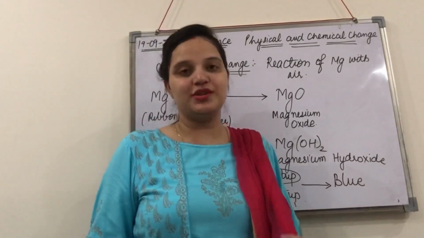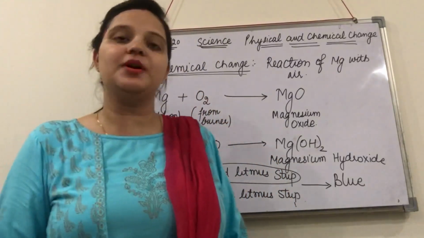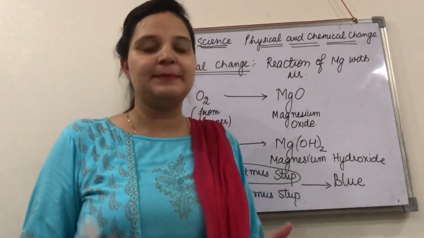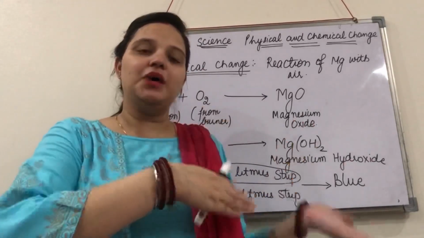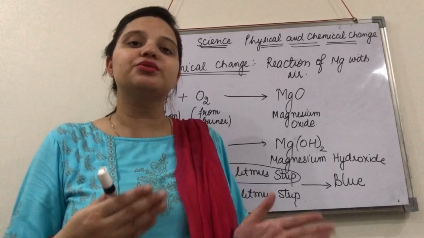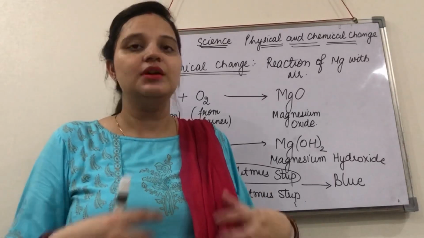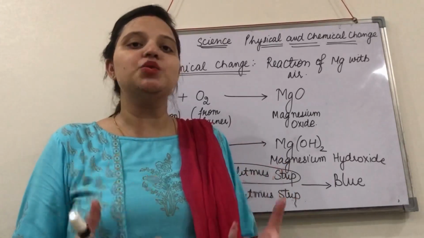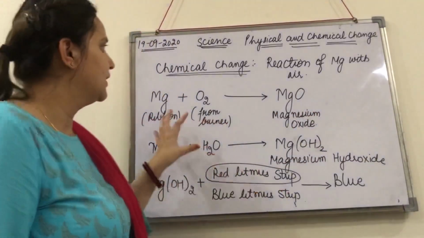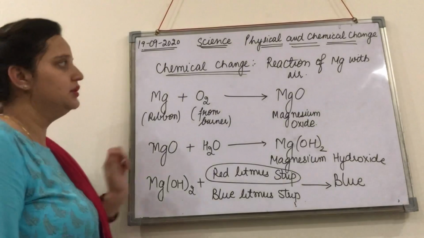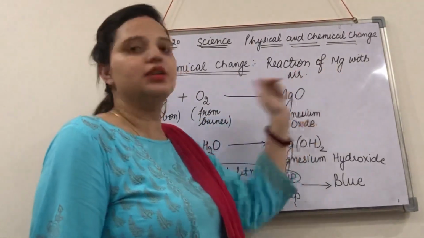So good morning students. In the last video we discussed the physical and chemical changes, and we discussed the concept of rusting, and we saw how iron gets converted into iron oxide, that is the rust. So that means a totally new substance is formed, so we label that change as a chemical change. Now let's see another example, the reaction of magnesium with air.